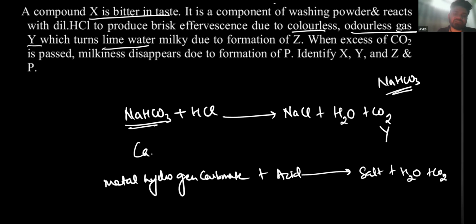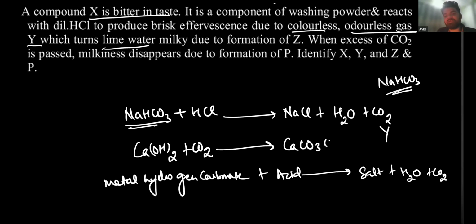So if I am passing carbon dioxide through calcium hydroxide, it will give you calcium carbonate, that is solid particles, plus water. Because of this, the lime water turns milky due to the formation of Z. Z is calcium carbonate. Okay, got it?